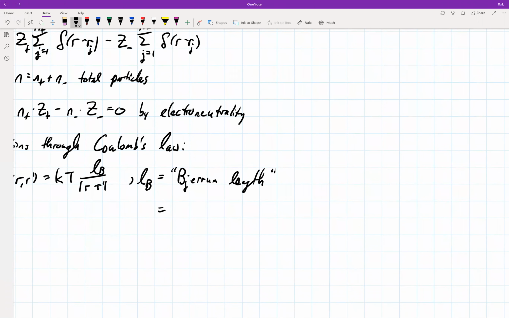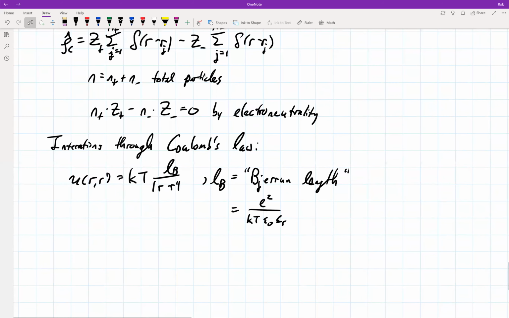And this is going to be equal to the elementary charge value squared, then we'll have kT, permittivity of vacuum, and then there's some sort of relative dielectric. But we're just going to lump everything into the Bjerrum length. And the Bjerrum length, physically, it just tells you how far you have to separate two charges before the interaction between them has the energy of kT.